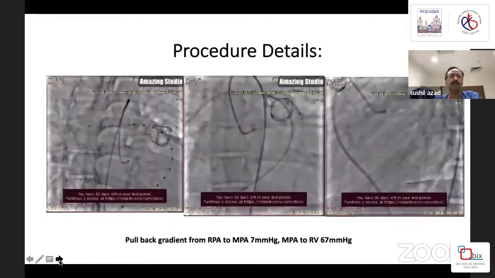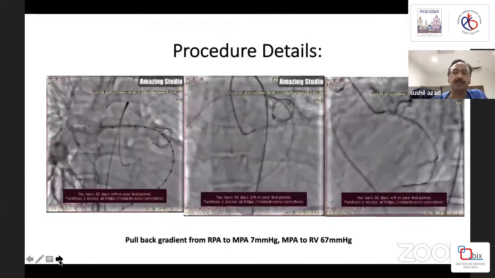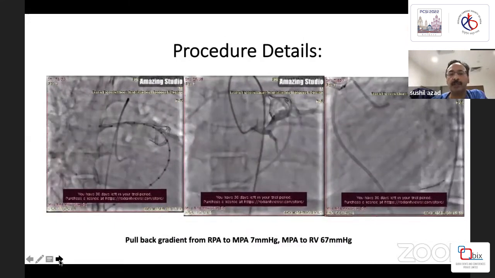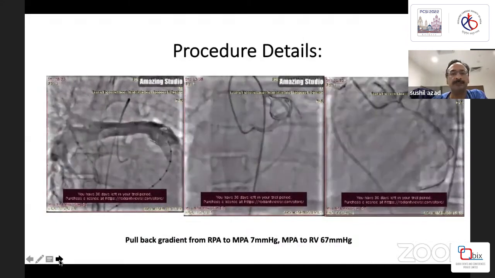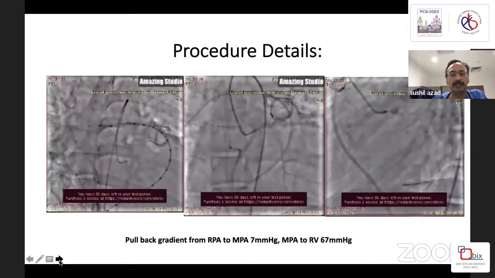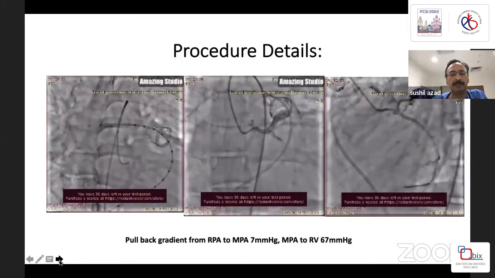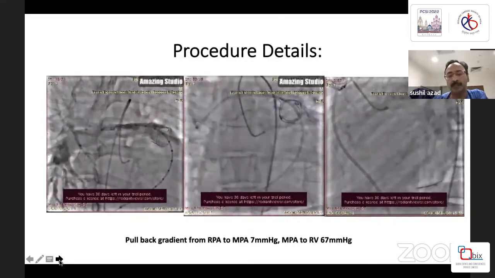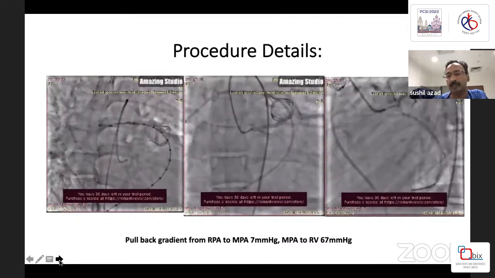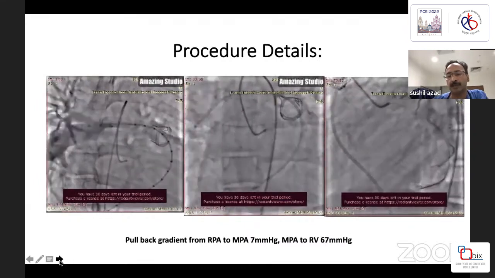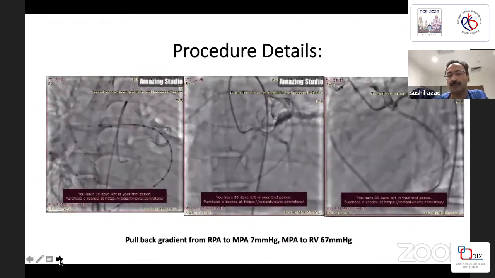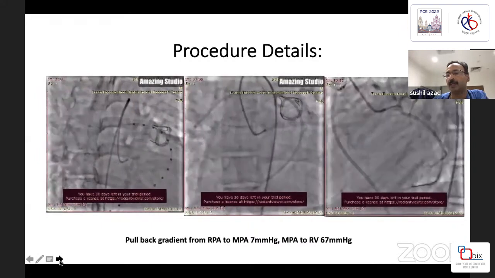So this was the pre-angiogram and the left coronary artery angiogram prior to the procedure. And as you can clearly see, there was significant narrowing of the right pulmonary artery on angiogram, but on pullback, there was no significant gradient across the right pulmonary artery. But the main pulmonary artery to the RV pullback gradient was around 67.